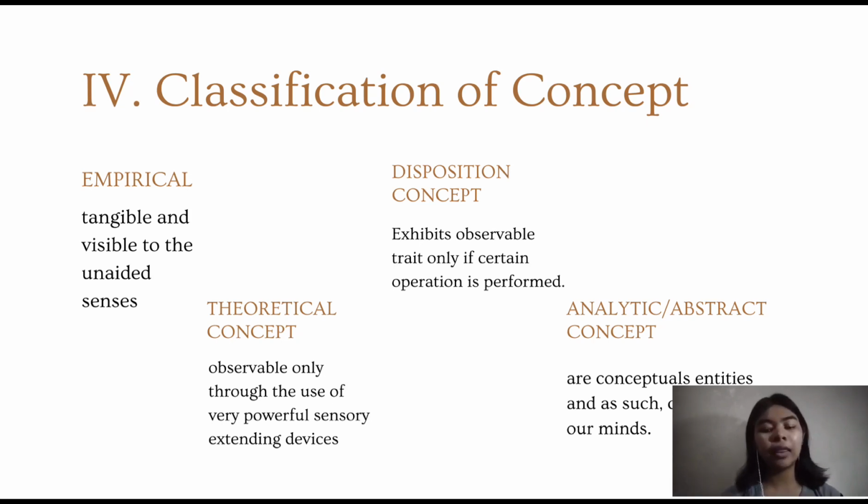The next one is analytic. These concepts are neither tangible nor visible and cannot be found in the world. The extension of its members are not empirical, meaning they cannot be observed using our senses. And these entities are conceptual, mainly created by our minds. For example, the numbers and circles. They cannot be found in the world. They are not tangible nor visible using our senses, and they are conceptual entities made by our minds.